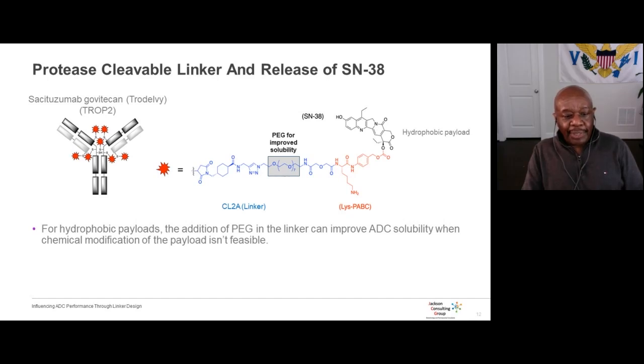So in some cases, you might be able to make chemical modifications of the payload to address some of the hydrophobicity issues associated with the payload. Sometimes you're not. In cases where you're not able to do that because you'll decrease the potency of the payload, now you have to really focus on the chemistries of your linker, which is why they added this PEG7 group here to improve the solubility for your conjugation.